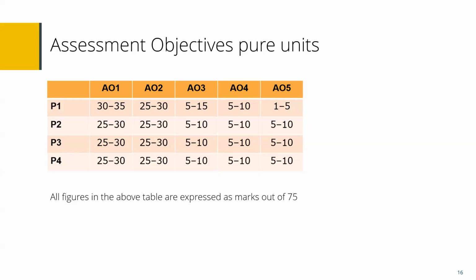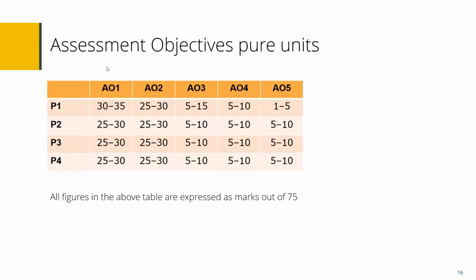The other thing to notice is that Pure 2 and Pure 4 are the same. At least 55 of the 75 marks are for assessment objective 1 and assessment objective 2 on P1, and there are 50 out of 75 on the other pure units. So it's worth noticing that. That was a deliberate choice they made to facilitate the transition from GCSE to A-level, so they've structured the marks according to that.